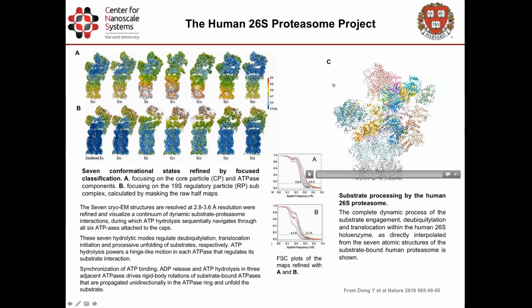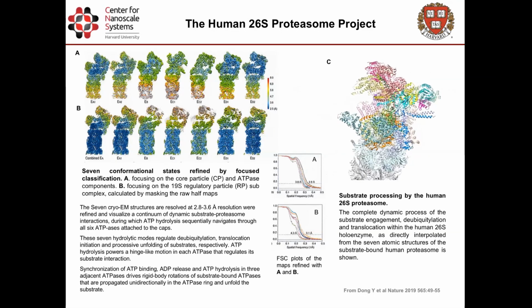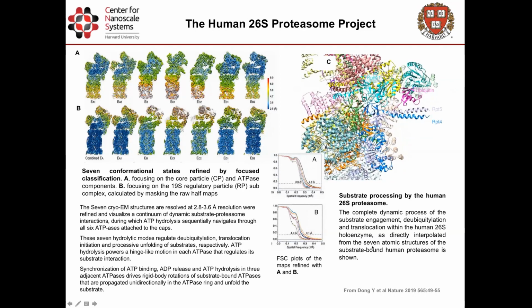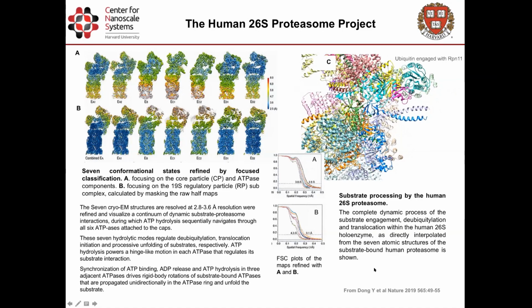And when you have a flexible molecule, what you do is multi-refinement. You basically mask one part which is flexible and you calculate the part which is rigid, and we alternate. In this way, we calculated 7 different conformations, and here is the movie of how these conformations were combined to create a dynamic model of substrate processing by the human 26S proteasome, and it was published last year in Nature.